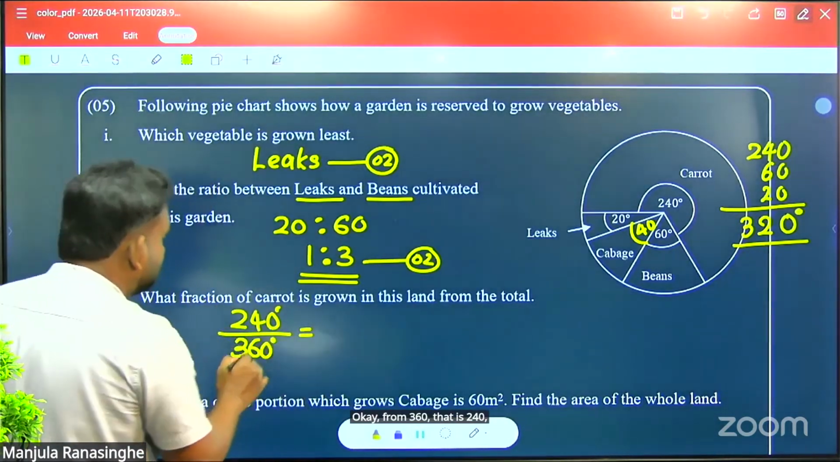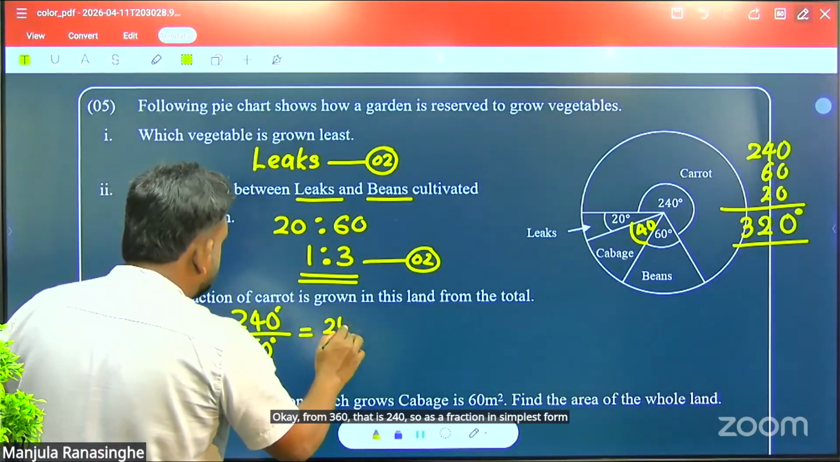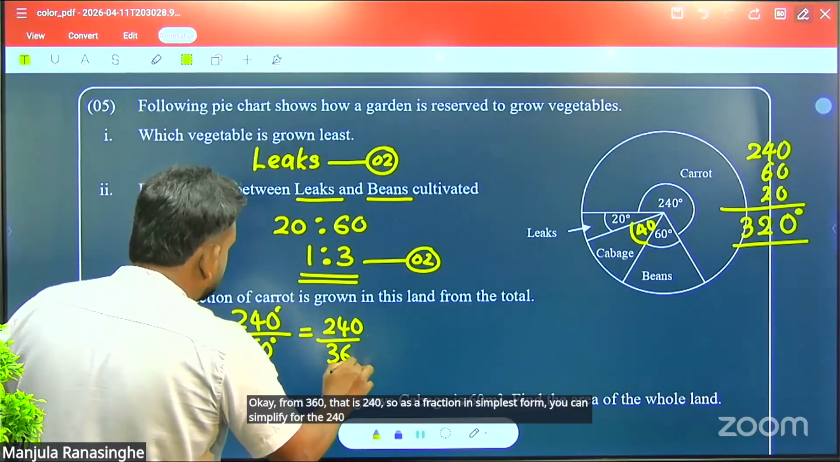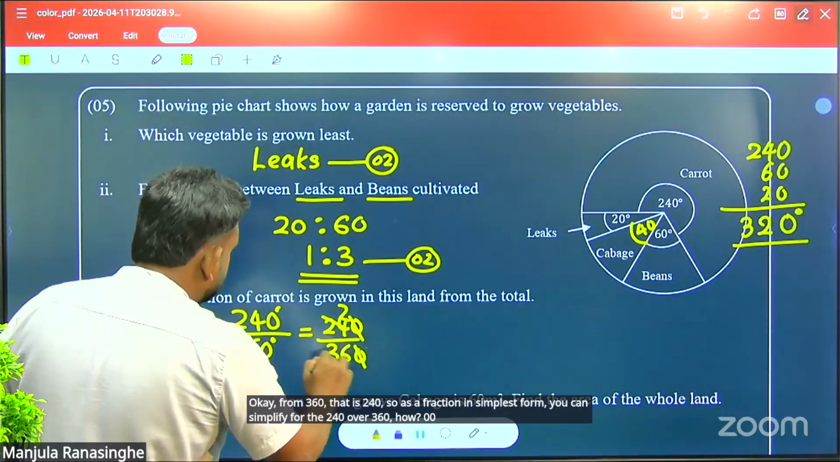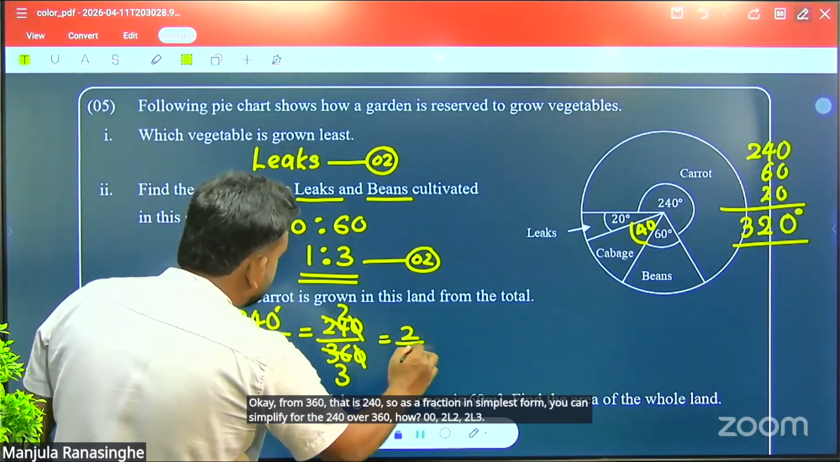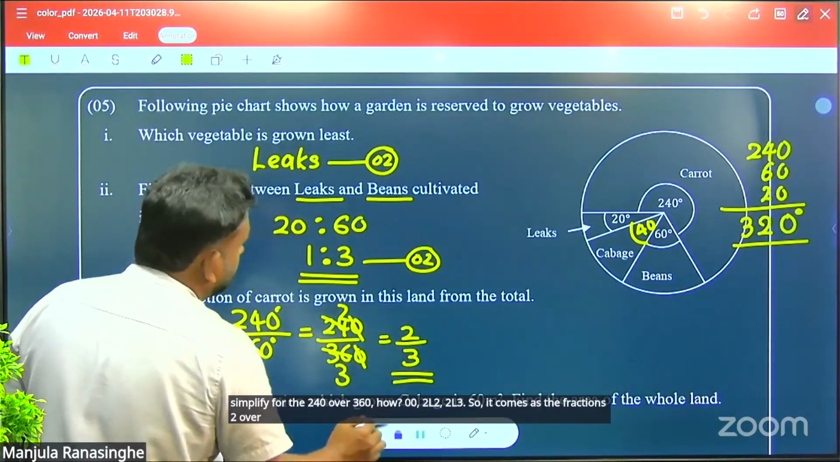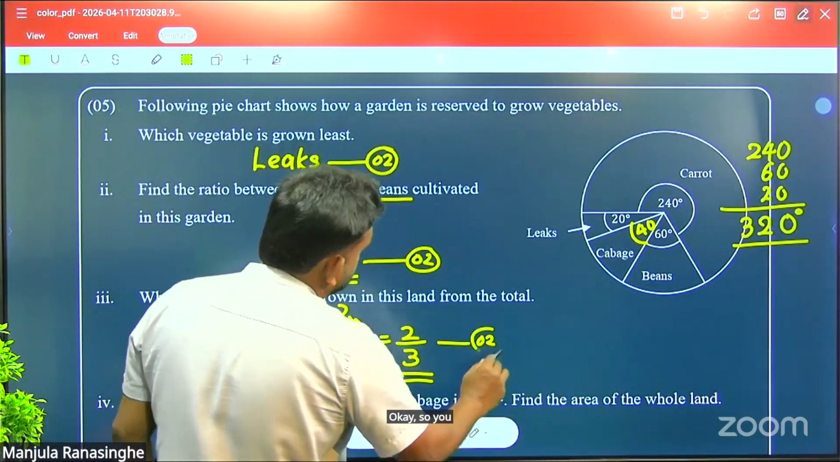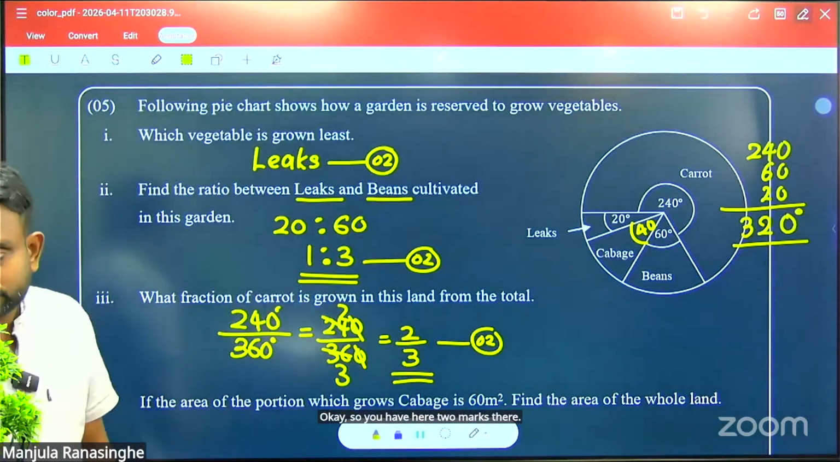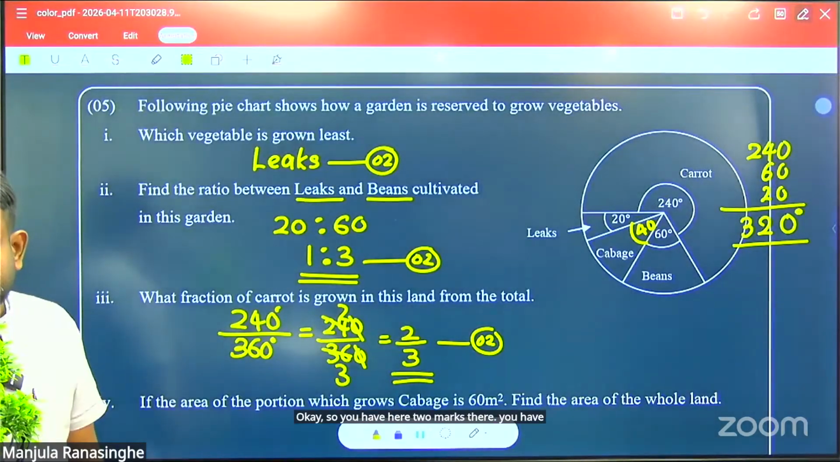So as a fraction in simplest form, you can simplify 240 over 360. Cancel the zeros, then 12 twos, 12 threes. So it comes as the fraction 2 over 3. So you have 2 marks there.